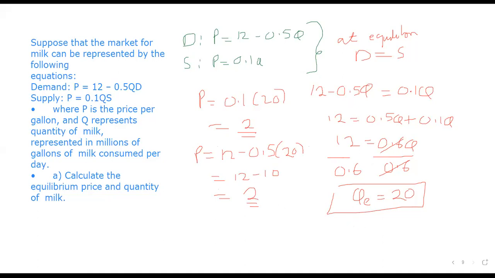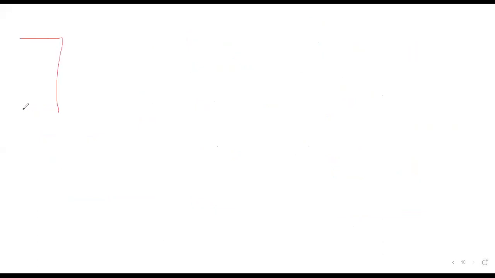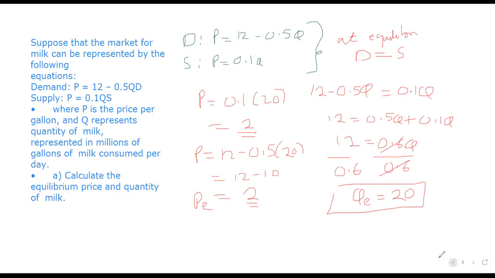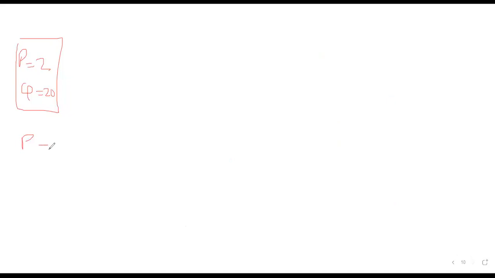Now the sketching. So we found our equilibrium price and our equilibrium quantity as 2 and 20. You can draw a small box here. Price is what? 2. Quantity is what? 20. Now for the demand, who wants to help us sketch it? Our demand function was what? 12 minus 0.5 Q. Anyone who hasn't spoken, please help us sketch this.